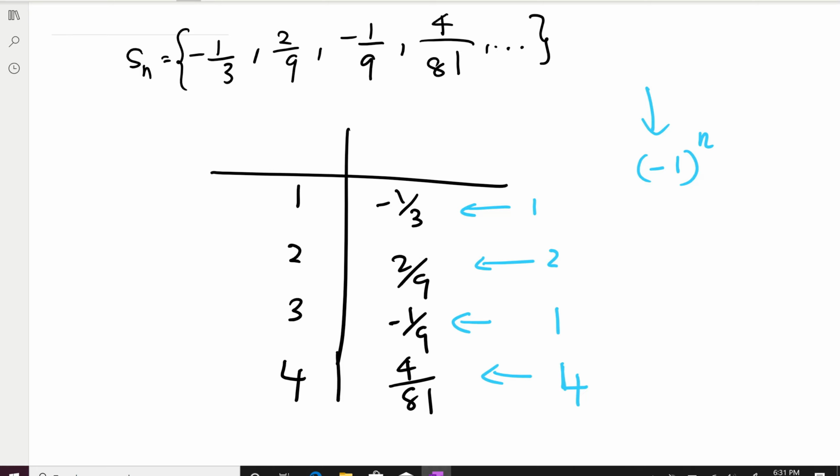Now do you see a pattern? Now you almost see a pattern, right? Pause the video and think. You would have a nice pattern if I had 3 here, right? So then it's 1, 2, 3 and 4.